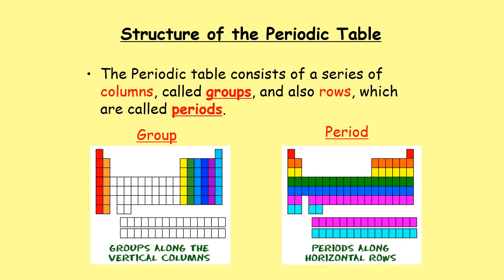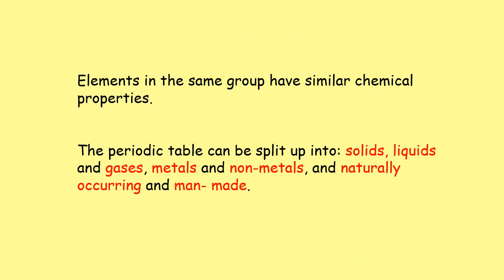Now, the periodic table is split into columns and rows. We call the columns groups and we call the rows periods. Okay, so columns are groups and rows are periods. Now, every element in the same group, that is the same column, will have similar chemical properties.